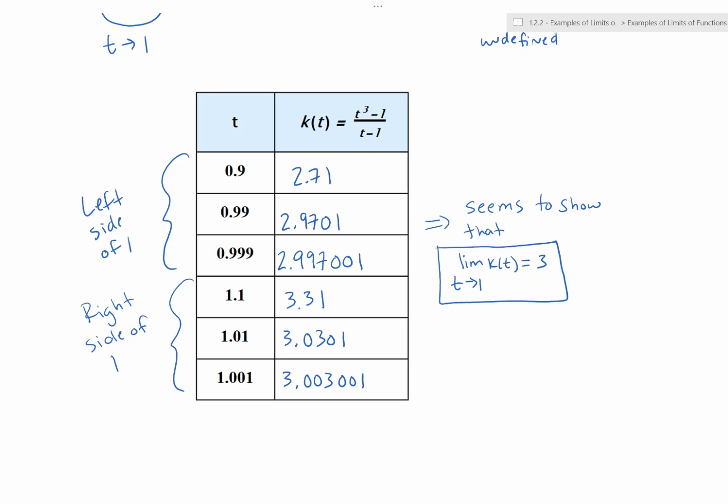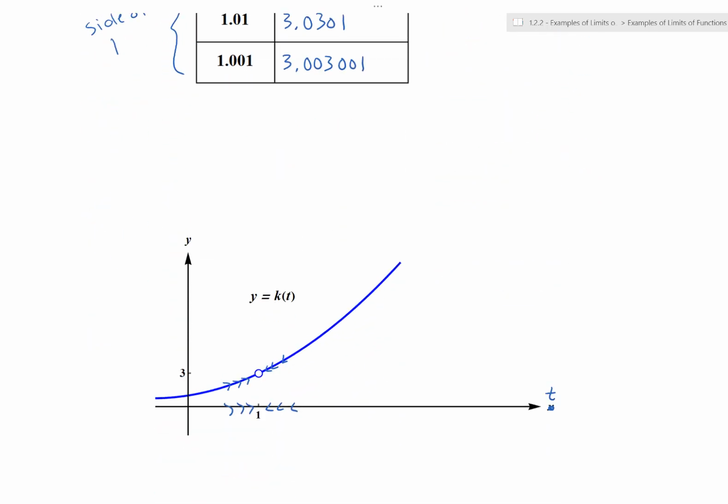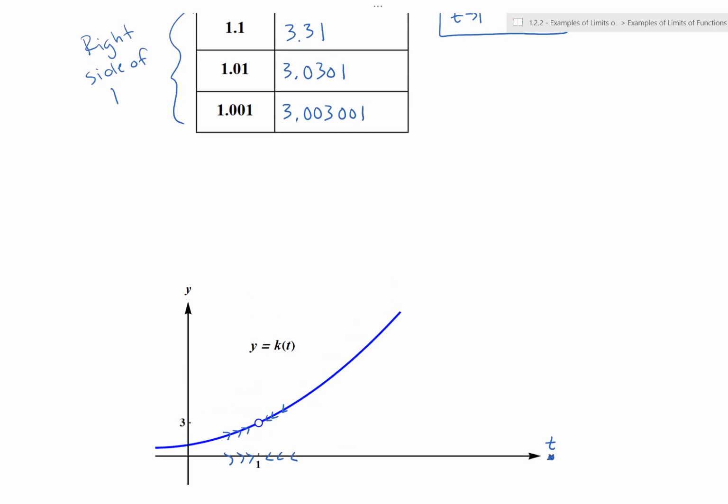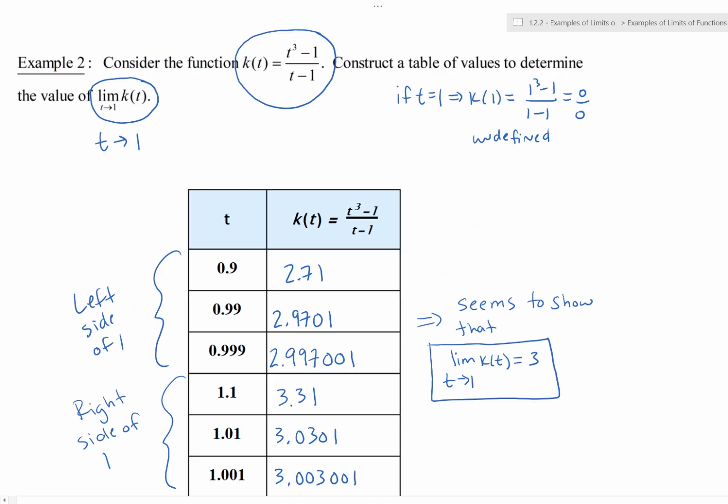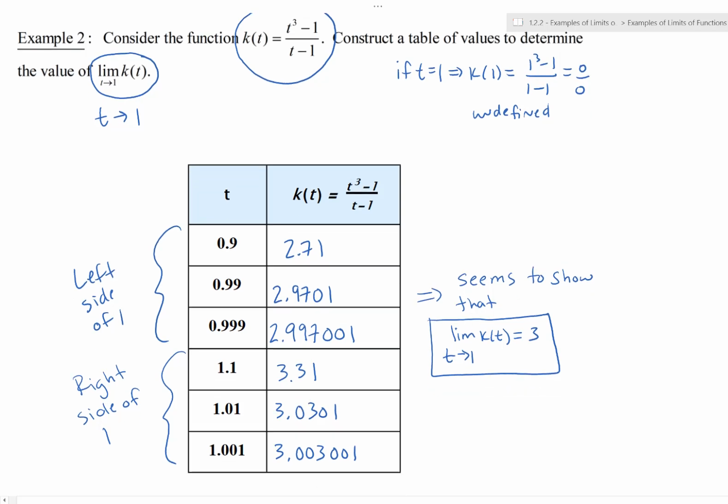Now, if you ever construct a table like so to try to figure out what a limit is, and it's not consistent with the graph, then you know something's going wrong somewhere. But in this case, everything is consistent. We're feeling pretty good. And like I said, eventually we will be able to algebraically manipulate this function as so, and actually have a more conclusive statement that the limit is indeed 3 here as t approaches 1.